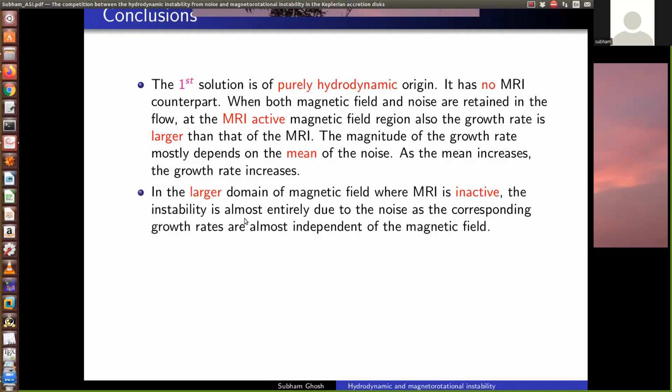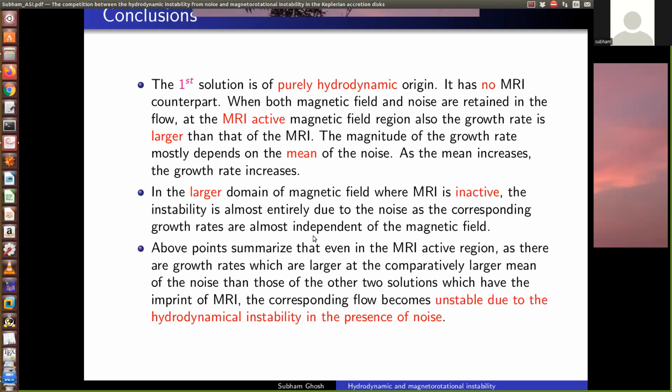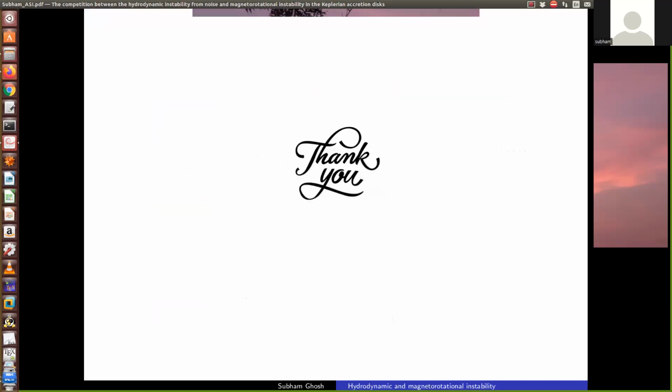On the contrary, in the larger domain of magnetic field where MRI is inactive, it is always the noise that takes over the system. Summarizing these two conclusions, we can say that both in the MRI active and in the MRI inactive region of magnetic field, it is the noise that dominates over the magnetorotational instability. Hence, the system will be unstable, and the turbulence arising mostly due to the hydrodynamic instability will dominate over the flow. Thank you.